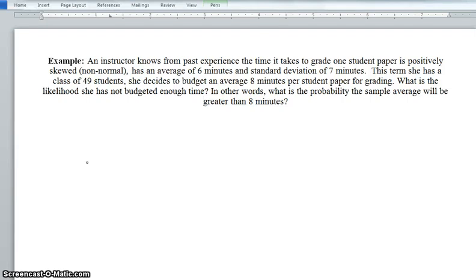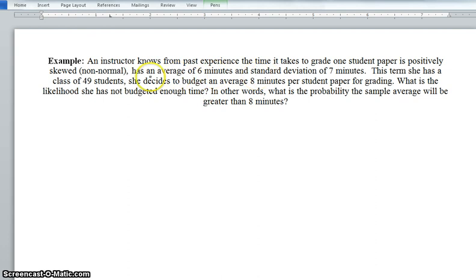Hello class, this is an example of how we can apply the central limit theorem. Let's go ahead and read this problem. It says an instructor knows from past experience the time it takes to grade one student paper is positively skewed, which is non-normal, and then has an average of 6 minutes and a standard deviation of 7 minutes.